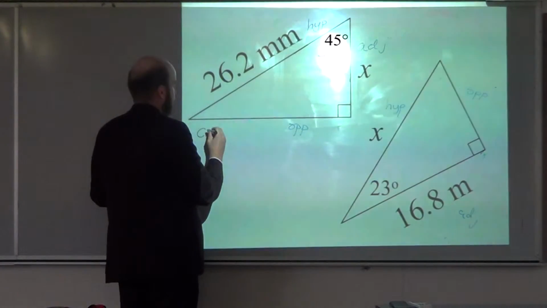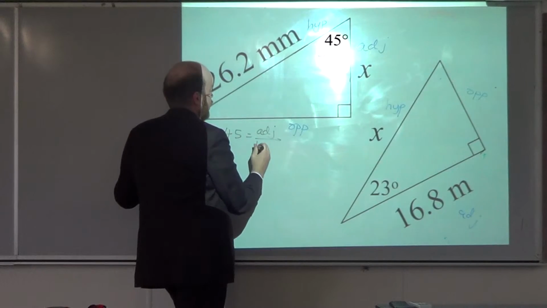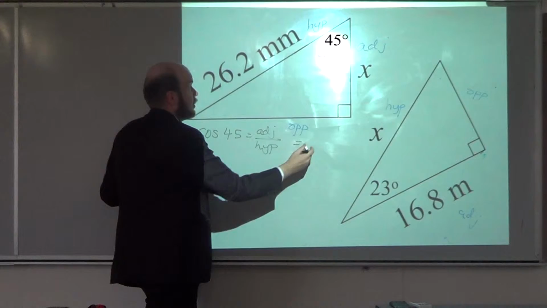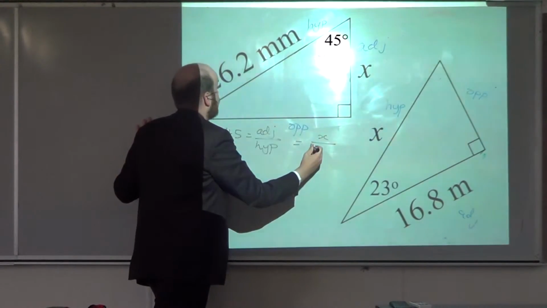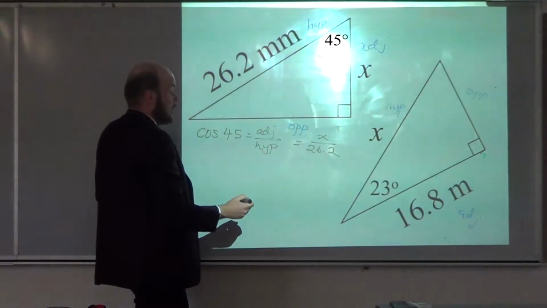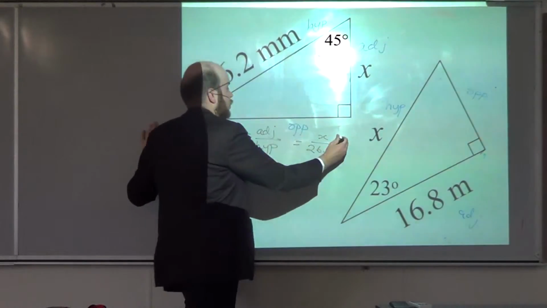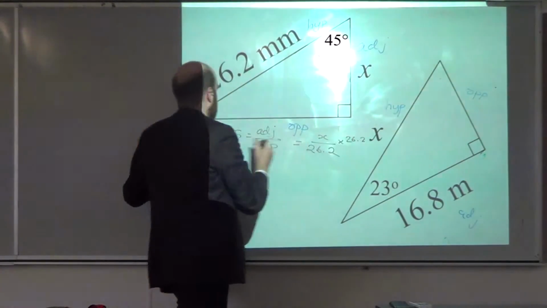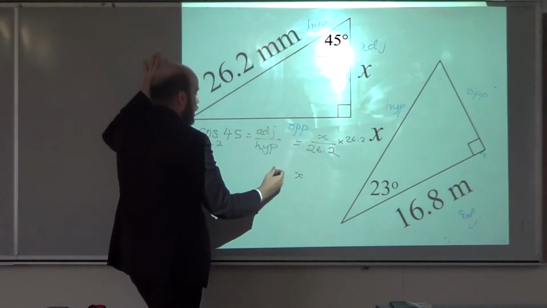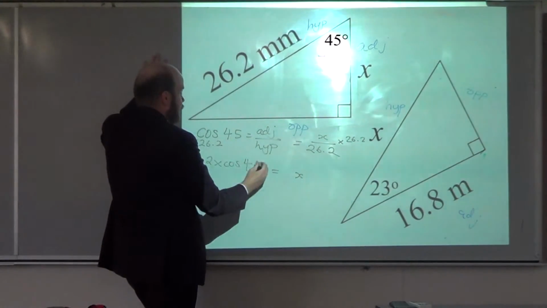So I know that cosine 45 is equal to adjacent over hypotenuse. So therefore, this is equal to adjacent, which is x, over 26.2. So all I need to do now is to multiply on both sides by 26.2. And then my final answer of x will be 26.2 times cos 45.